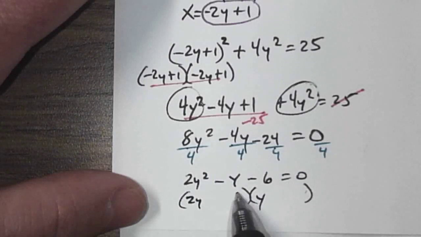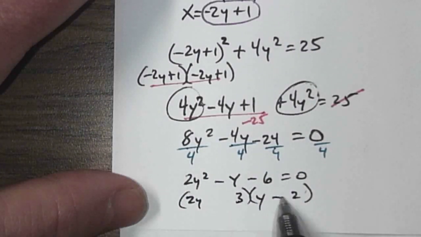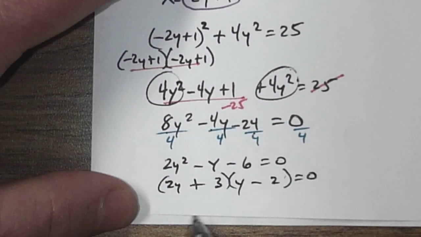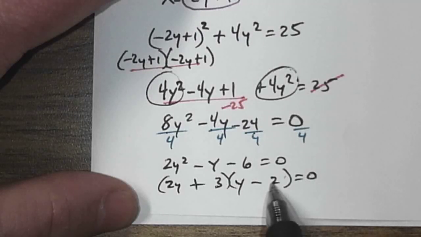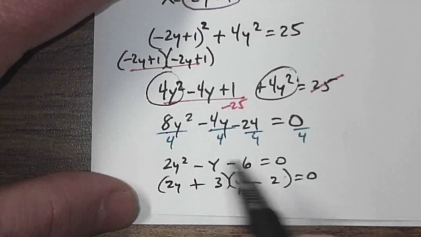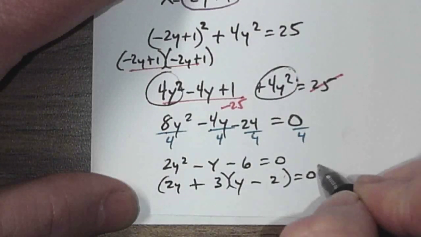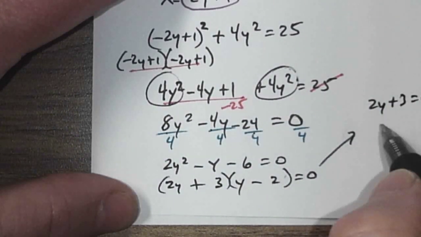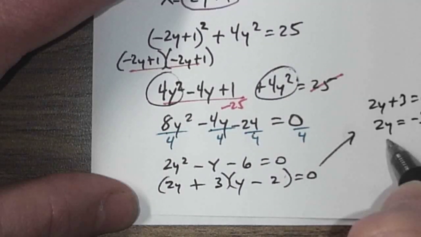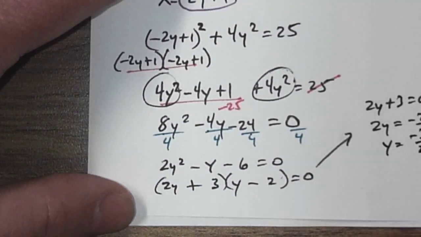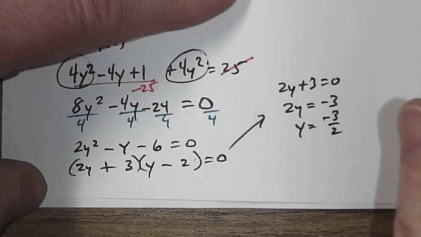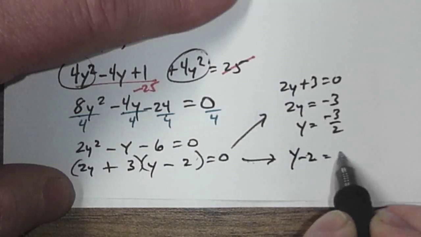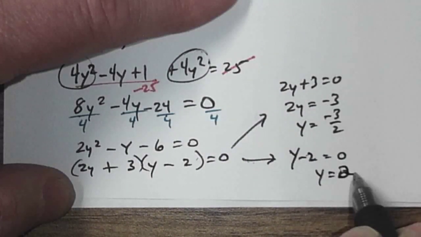2y and y. And I need a 3 here and a 2 there. And a minus plus. And I get 0. We should know how to factor. But that'll work. 2 times negative 2 is negative 4. Negative 4 plus 3 is negative 1. 2y plus 3 will equal 0. So y will equal negative 3 halves. Also, y minus 2 will equal 0. So y will equal 2.